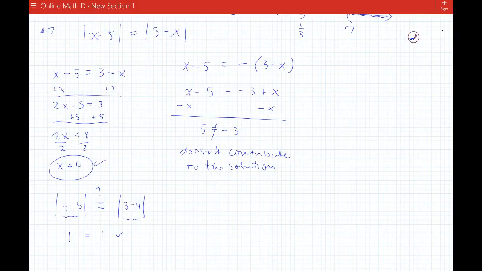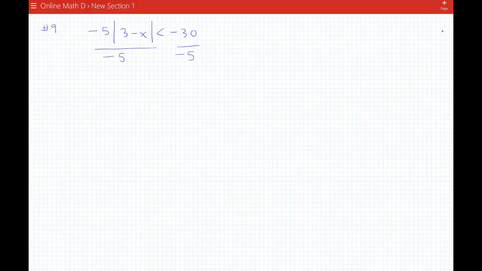And then let's look at the next one, number 9. And we have negative 5 times the absolute value of 3 minus x is less than negative 30. So I gave you a problem a lot like this on the ones I had you turn into Canvas so I could have a chance to make sure you knew how to do it correctly. If you divide both sides of an inequality by a negative number, remember that the inequality reverses its direction. That's what happens when you multiply or divide by a negative number. The two sides switch which side is bigger. So you have to make sure that the symbol is correct.